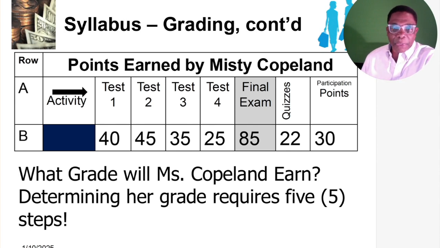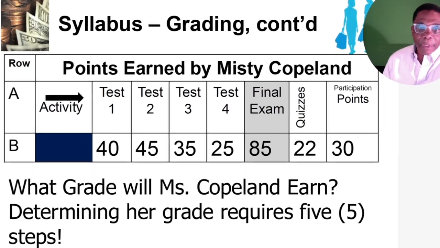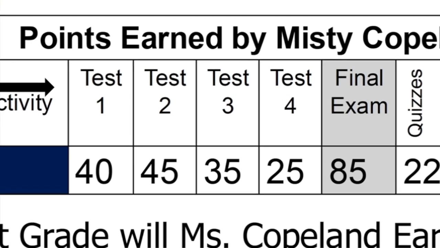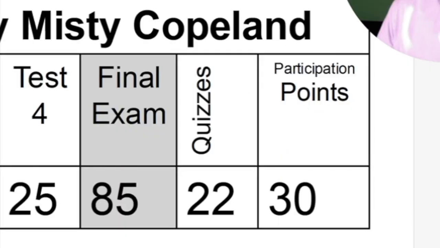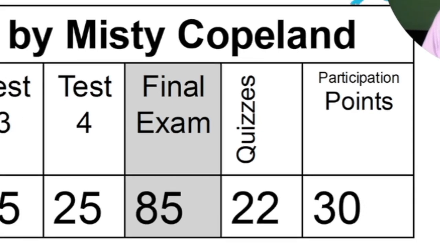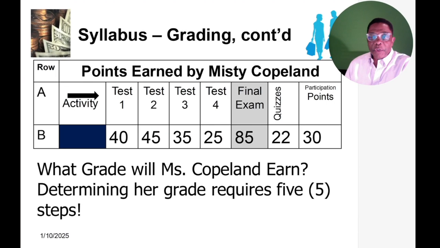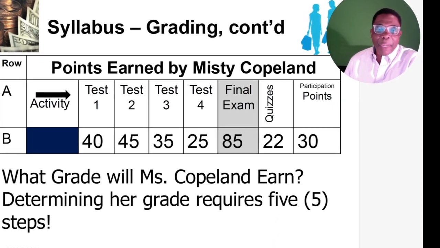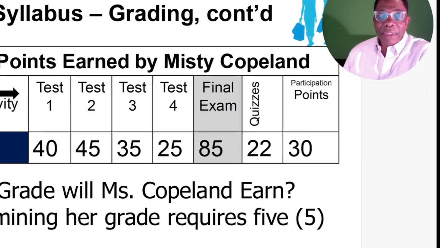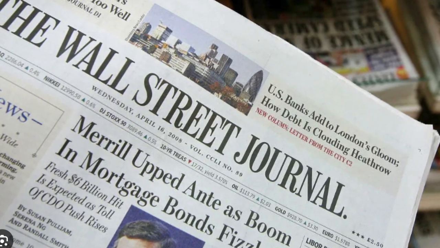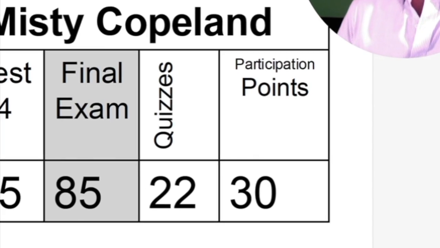To illustrate how the point system works, I want to walk you through an example for this student, Misty Copeland. Again, students can earn points by engaging in 4 activities. 1, taking tests. In this course, there are 4 tests. 2, taking the final exam. 3, taking quizzes, which help them understand the material in the textbook. And 4, completing business news quizzes, which help them relate the course to the real world of business, economics, and finance.